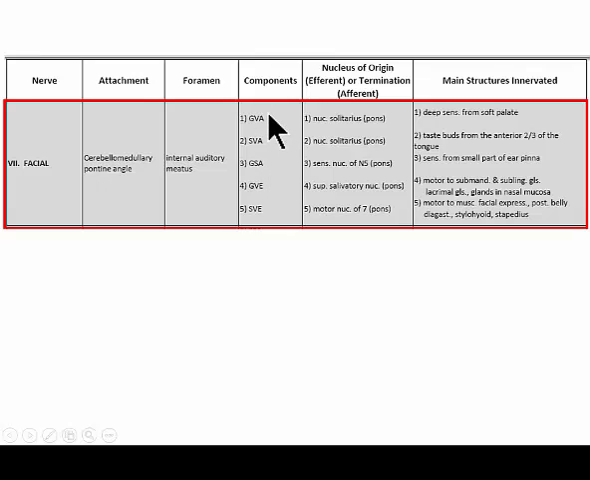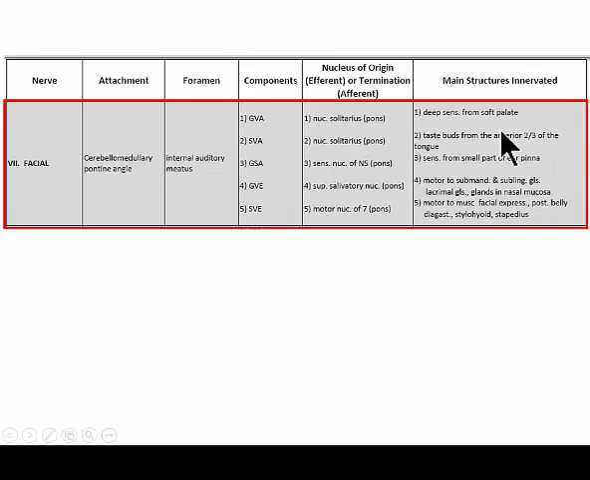Here's all of its components: GVA, SVA, GSA, GVE, SVE. Here are the nuclei that it uses. GVA, nucleus solitarius, deep sensation. Stick your thumb way back in the back of your mouth. That's GVA, nucleus solitarius, 7.